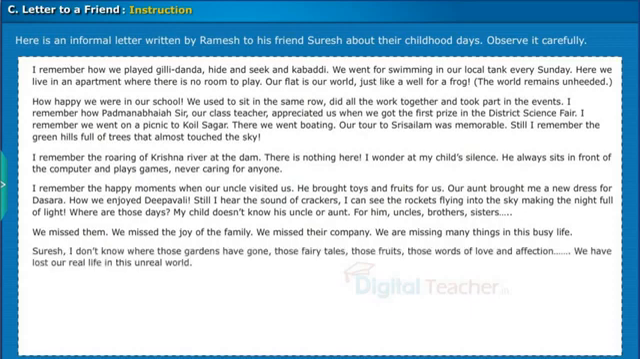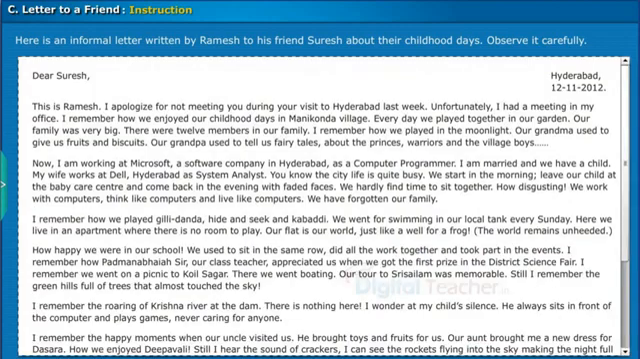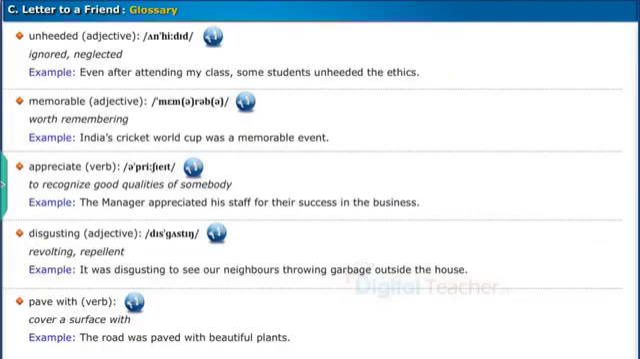Suresh, I don't know where those gardens have gone, those fairy tales, those fruits, those words of love and affection. We have lost our real life in this unreal world. Anyhow, I'm happy that I have found time to write to you. Please visit me. Let's recollect our childhood days of joy. Your loving friend, Ramesh.